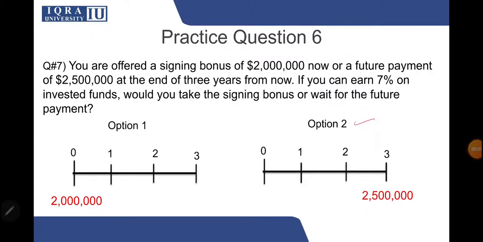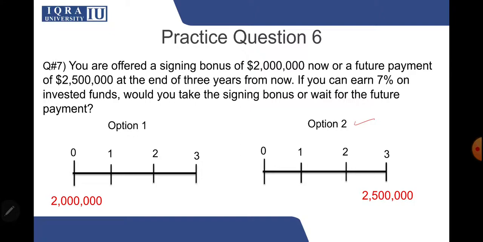Okay, so in option number 1, you have 2 million at time 0, and in option number 2, you won't get anything right now, but 3 years later, you would get 2.5 million. If you're just interested in the amount, you will say that the 2.5 million, which is option number 2, is better. But we have already discussed that when you get the money is also very important.